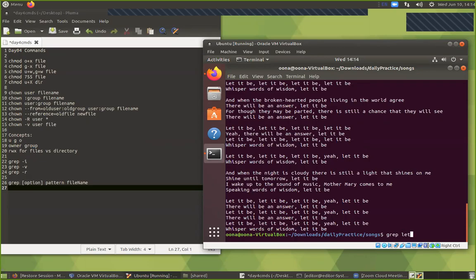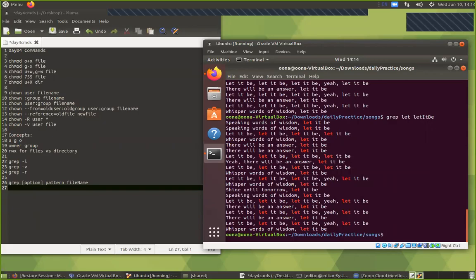Then I'm going to specify where I'm looking for this. I'm looking for it in a file called Songs. No, let it be. Oh, the file itself, yeah, not the directory. We can look in the directory, and we're going to do that in a minute. So grep let it be, right?